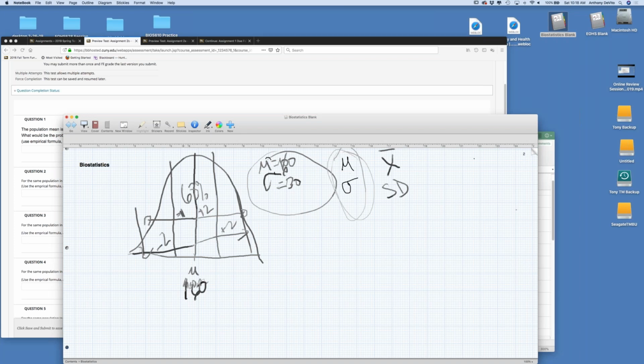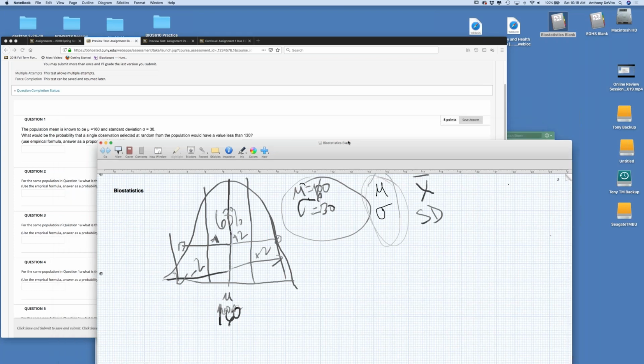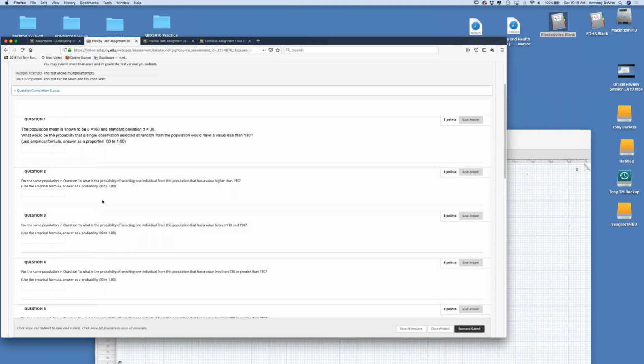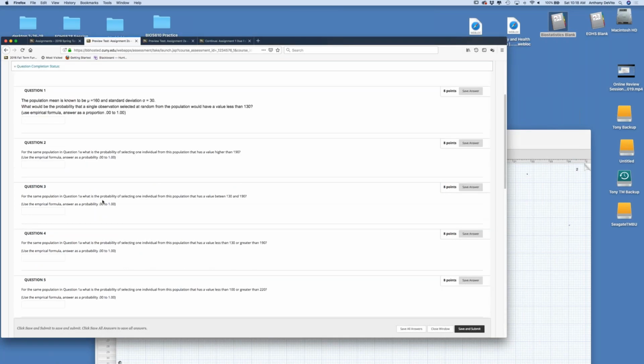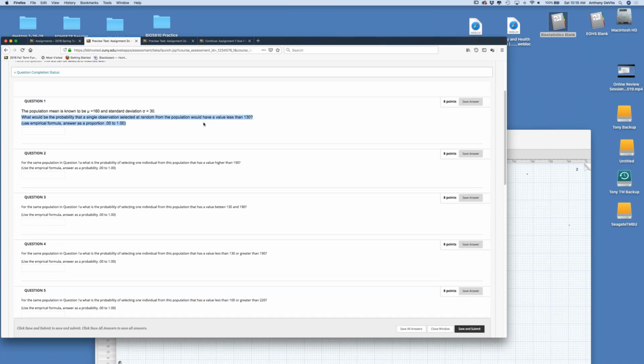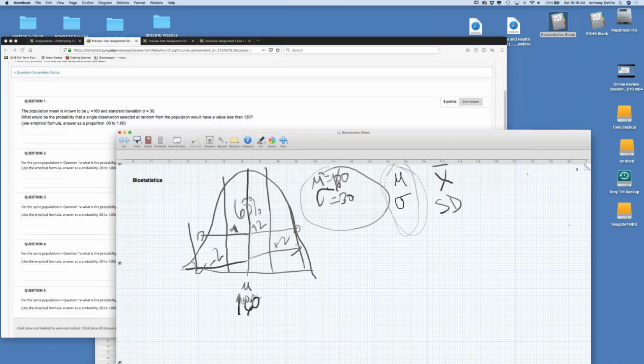Right? So let's see how that applies here. In this case, if I were to ask you for the same population, what's the probability a single observation selected at random from this population would have a value less than 130? Okay, where would 130 be here? The standard deviation is 30, the mean is 160. So 130 would be here, roughly. It'd be one standard deviation, 30, below the mean. So what's the probability it would have a value less than 130?